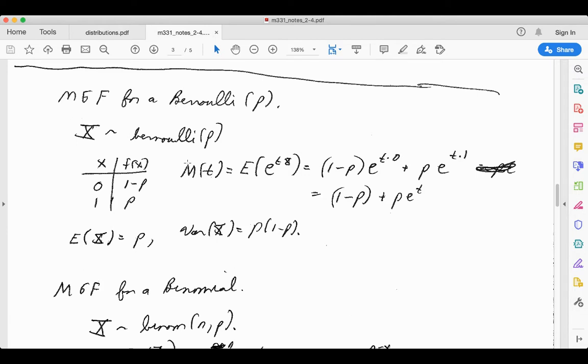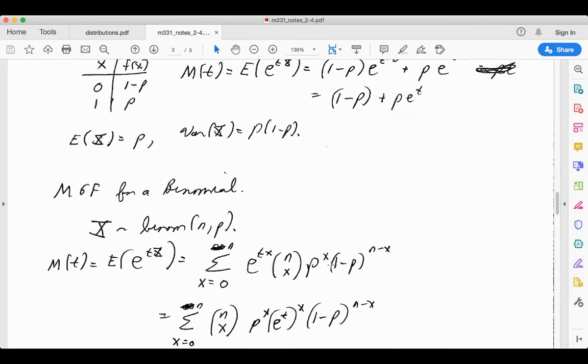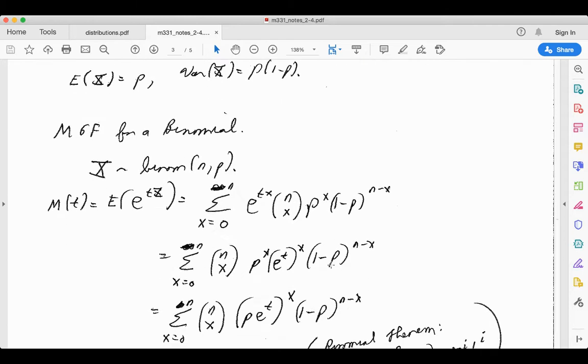We've done this before, but here's the PMF of the random variable, and so the moment-generating function was chance of failure times e to the t·0 for zero successes plus chance of success times e to the t·1 for one success, and it came out to 1 minus p plus p times e to the t. I'd like to see how that goes if we try it for a binomial.